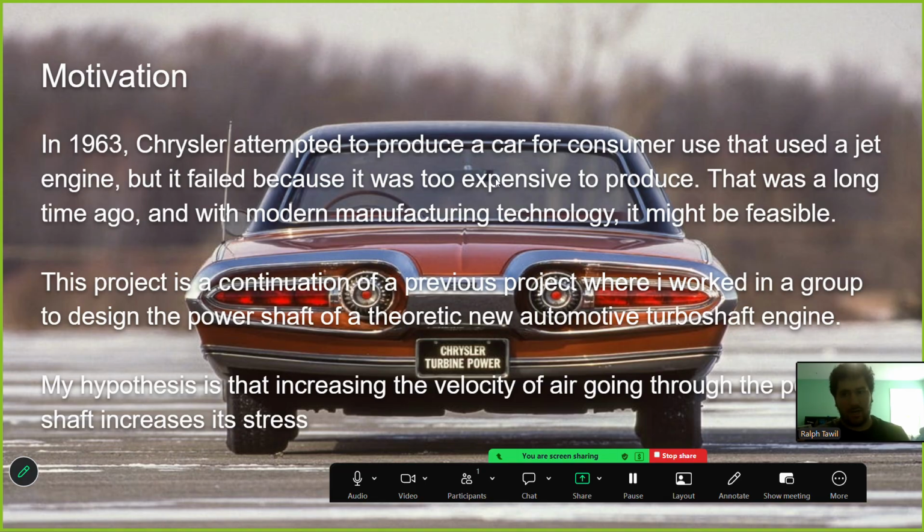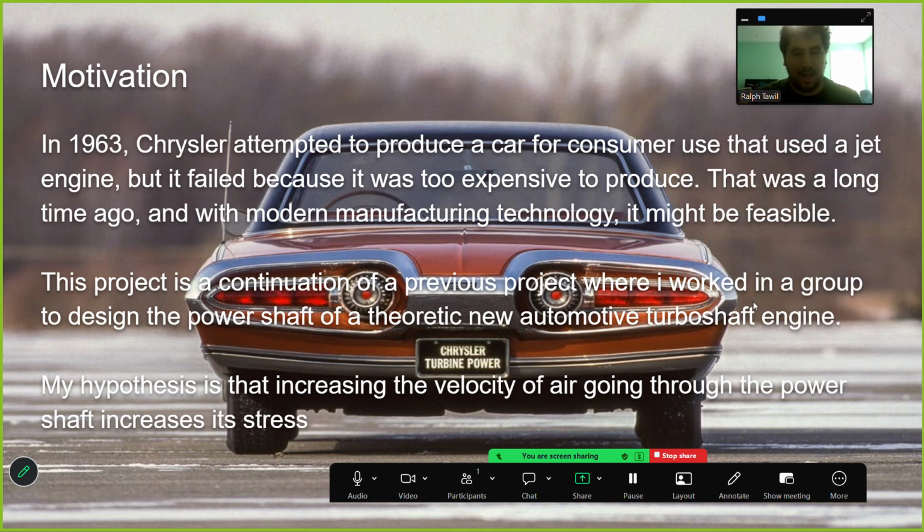The motivation: in 1963, Chrysler made a car that used a jet engine instead of a combustion engine, but it failed because it was too expensive. With modern technology and manufacturing, it might be possible to make it cheaper and actually work. I've also worked in the past on designing the power shaft of one, in a different class.